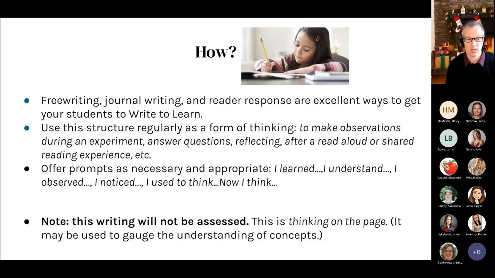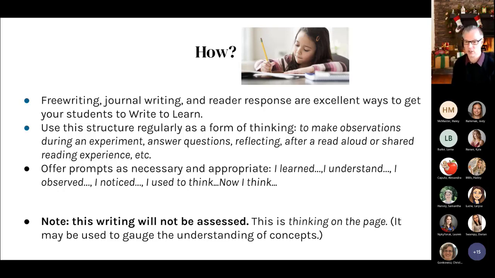These are all excellent ways. Using this structure regularly as a form of thinking, so making observations, experimenting, answering questions, reflecting, all of these kinds of things are great. And the more you use them, the better the students are going to get. It creates an outlet for them if you can make it a habit in your classroom. And offer prompts as necessary or appropriate.